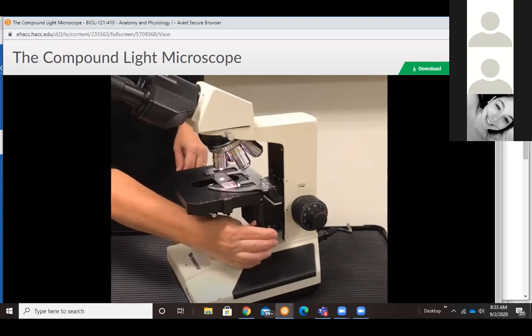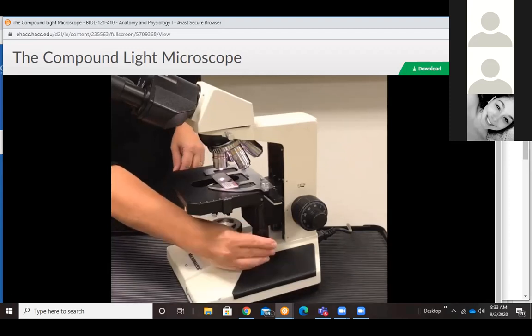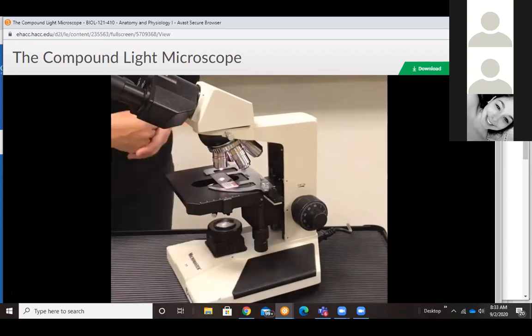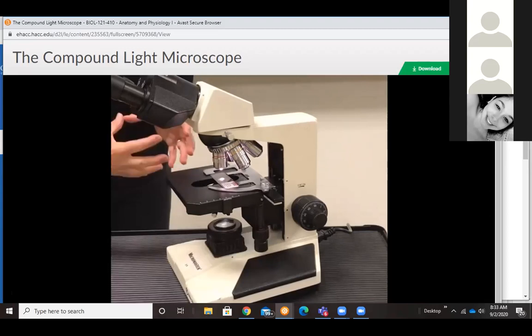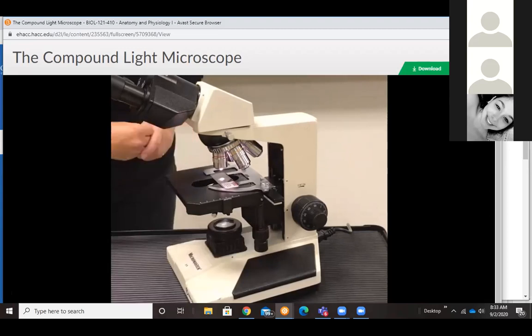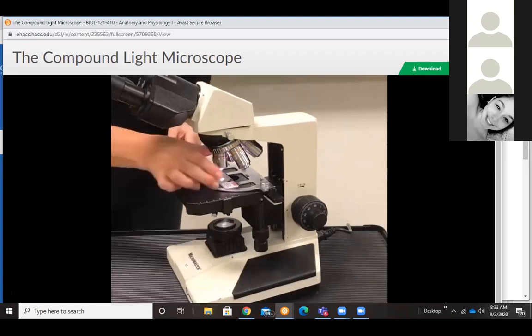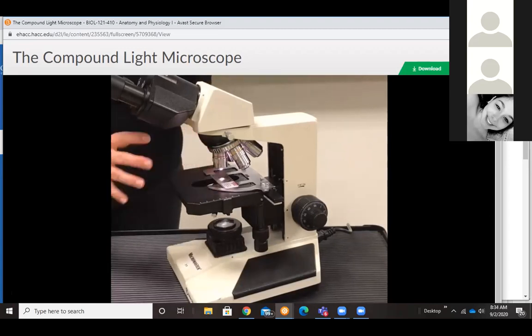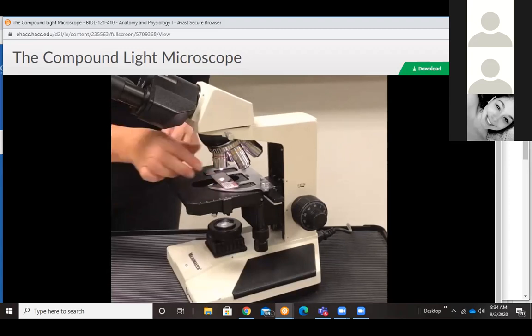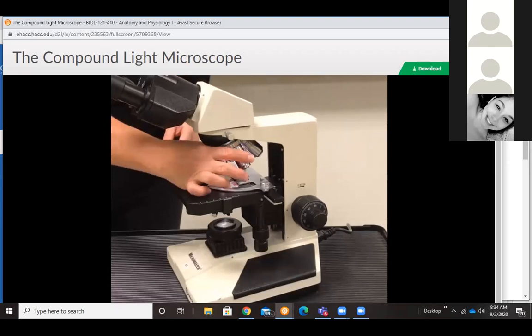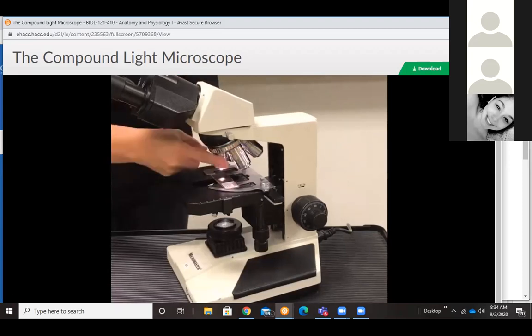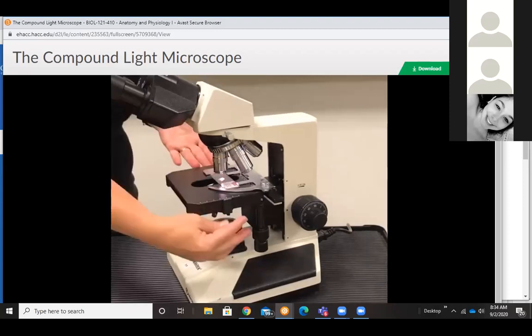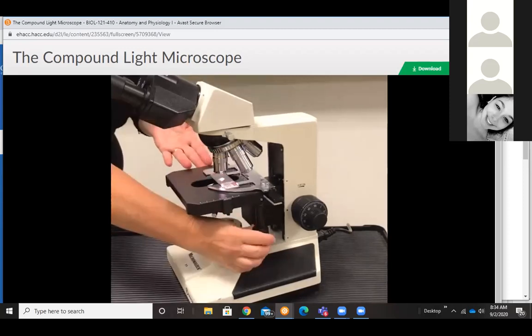Use your stage adjustment knobs to center the specimen in the field of view. That's the circle of light that you're observing. As the magnification increases, your field of view gets smaller and smaller. And so you always want to keep the image in sight. So always make sure before you move to the next higher magnification that you have readjusted your stage, used your stage adjustment knobs to center the image, and then use your fine focus.